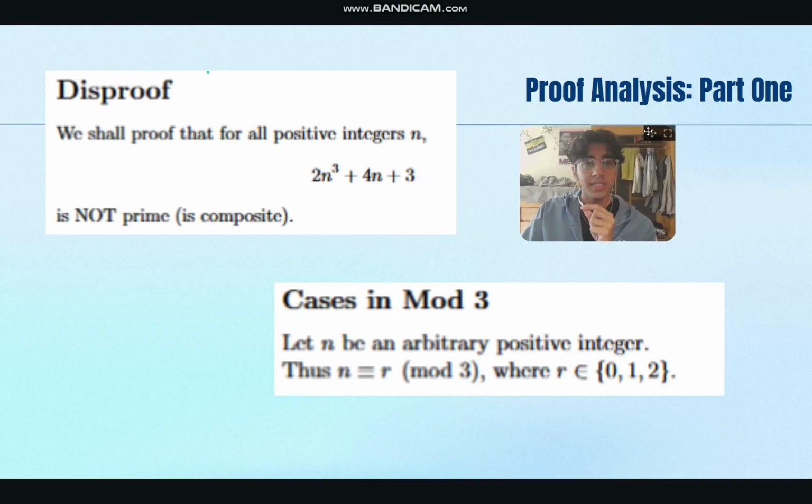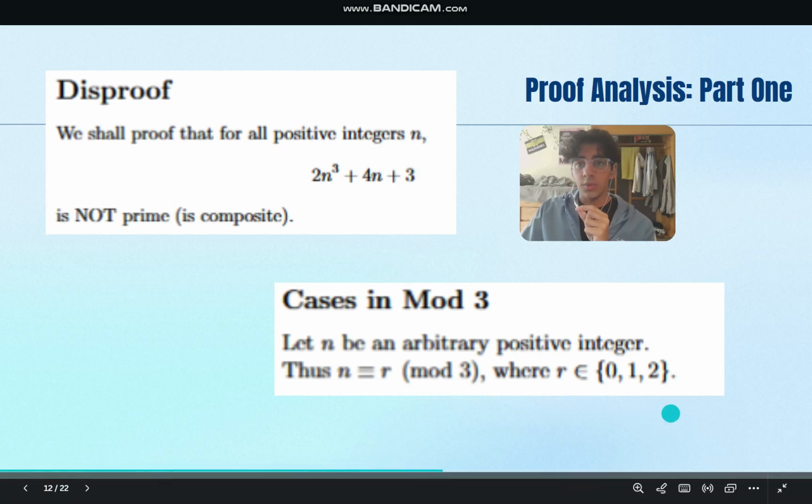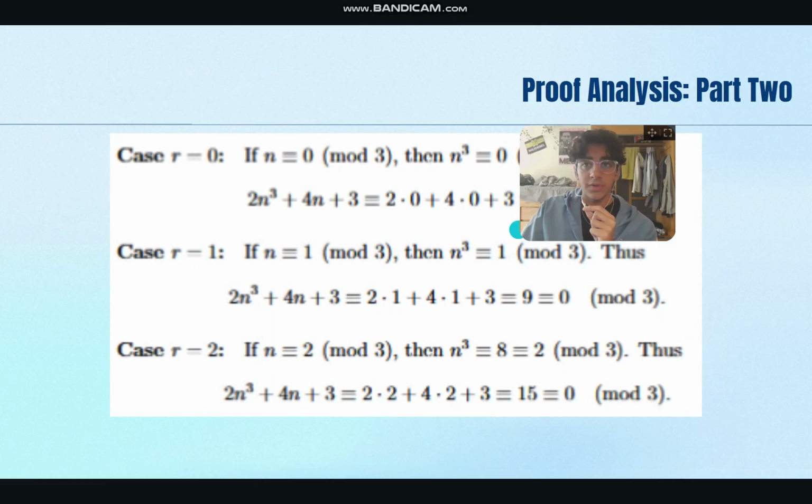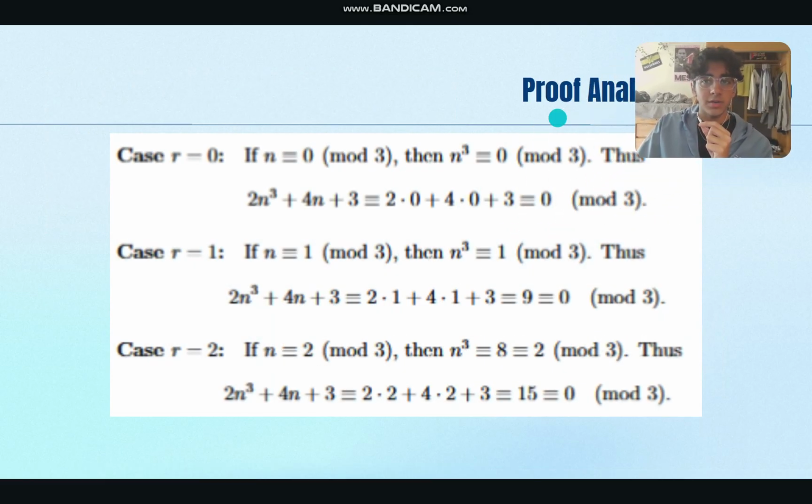Going through our actual proof analysis, we're disproving that for all positive integers n, it's prime, and our cases are with the remainder being 0, 1, and 2 for any given arbitrary positive integer. Going over case 1, we have the remainder is 0, and then we put it into n and solve using standard modular arithmetic that we've been taught to find 0 mod 3. Same thing with r equals 1, same thing with r equals 2.